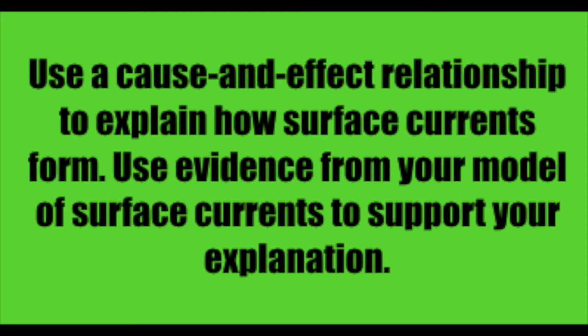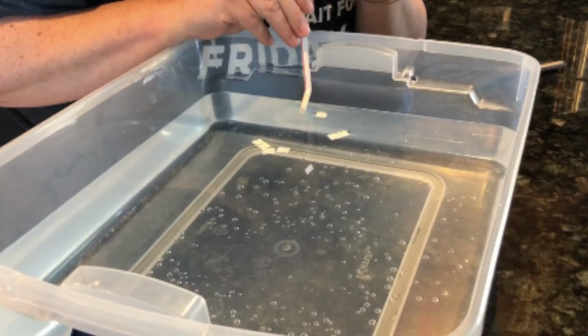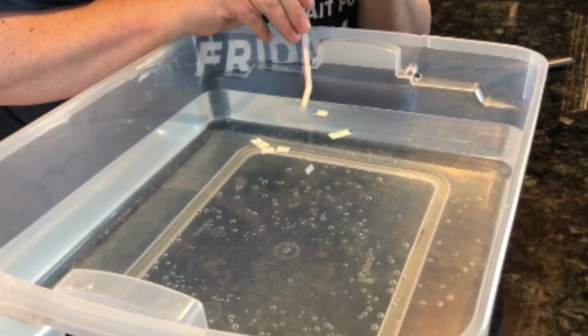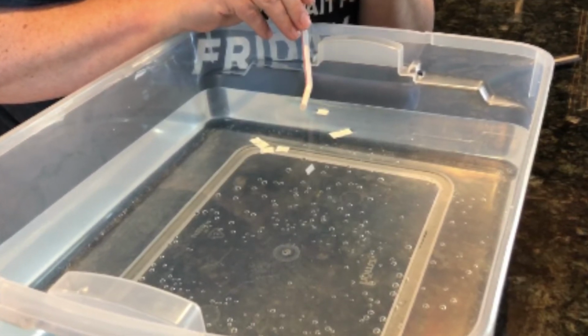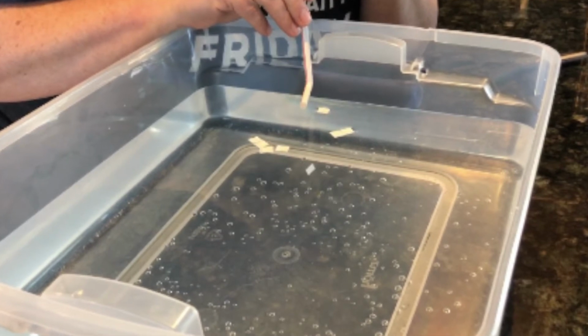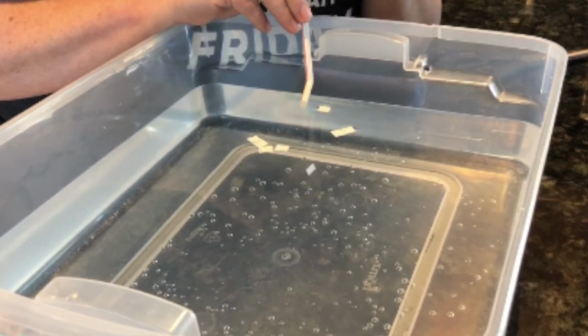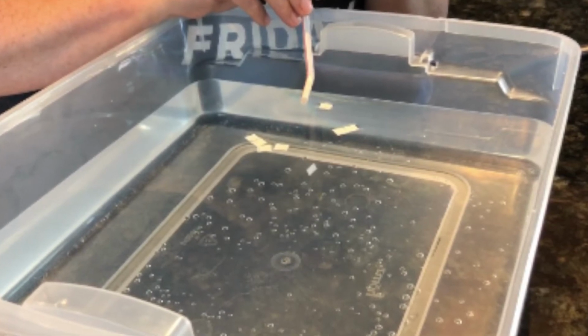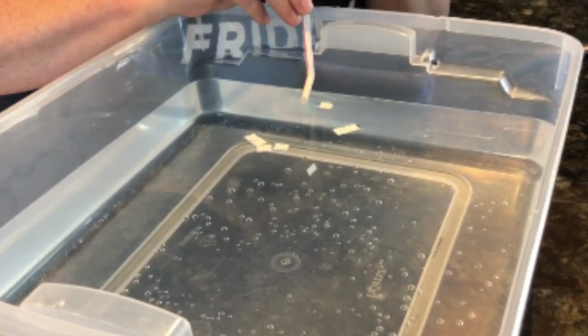Number 3, use a cause and effect relationship to explain how surface currents form. Use evidence from your model of surface currents to support your explanation. Surface currents form as wind blows over the ocean's surface and pushes the water along. The paper punches in the water were not moving until I blew across the surface of the water through the straw. Then the paper punches moved along, pushed by my breath, which represented the wind.